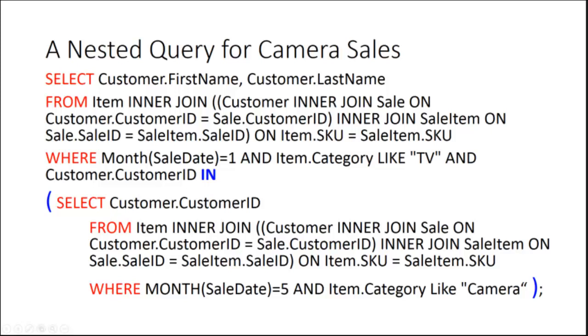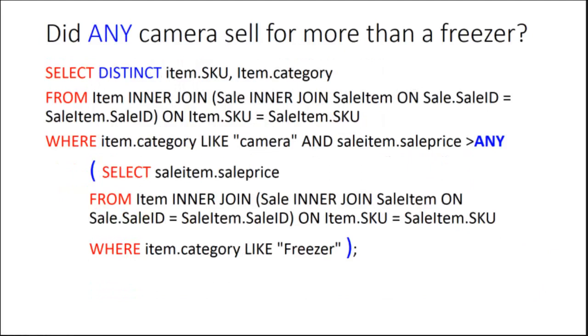In a pair of parentheses, we have a query that retrieves the list of customers who bought camera in May. Month of sale date is 5 and category is camera. If the customer ID is in this list and the customer is also buying TV in January, then it will be included in results. Did any camera sell for more than a freezer?